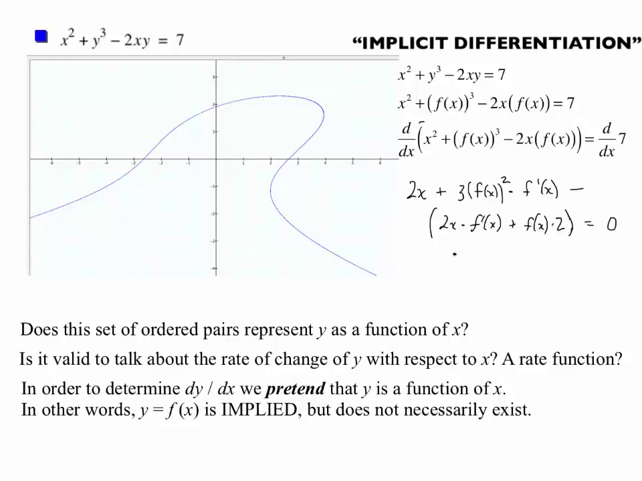So this one's going to stay. 3 f of x squared times f prime of x. Okay, what else is going to stay? This one here. It's going to be minus 2x f prime of x. That's my left side. What's on my right side?